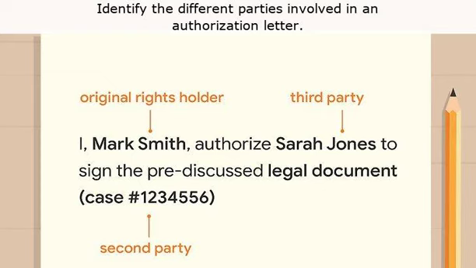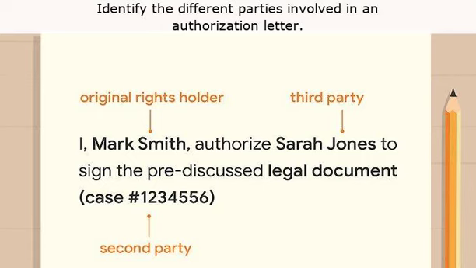Step 2. Identify the different parties involved in an authorization letter. There are 3 parties involved in an authorization letter. The first party is the original rights holder, such as the parent of a child or the owner of a bank account. The second party is the group or individual with whom the first party is conducting a transaction, such as a financial institution or hospital. The third party is the person selected to act as a proxy in the first party's absence.